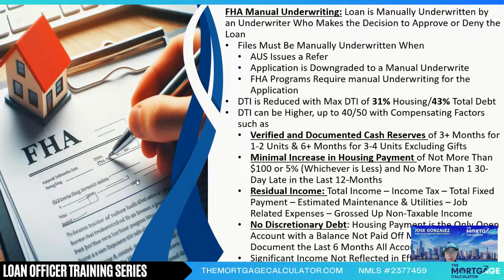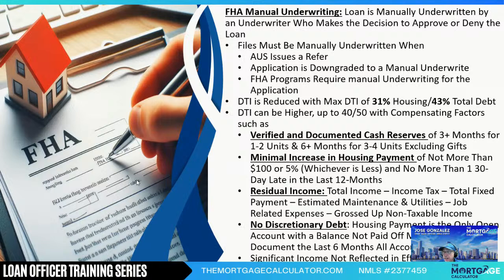So the main thing to note when you are going to refer a file, DTI is reduced because now remember we are on manual underwriting guidelines. We are not on automated underwriting guidelines, which are totally different, right? If you send a file submitted through AUS for FHA, it's going to give you an approval with as high of a DTI as 45.9 on the housing expense and as high of a DTI as 56.9 on the total debt.